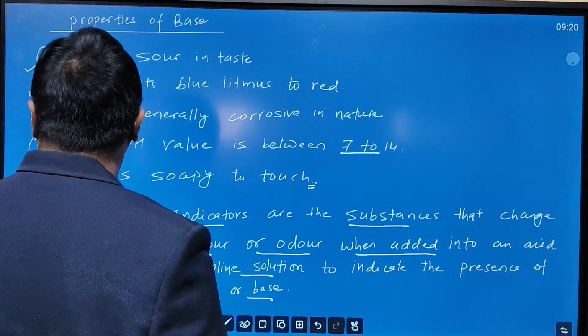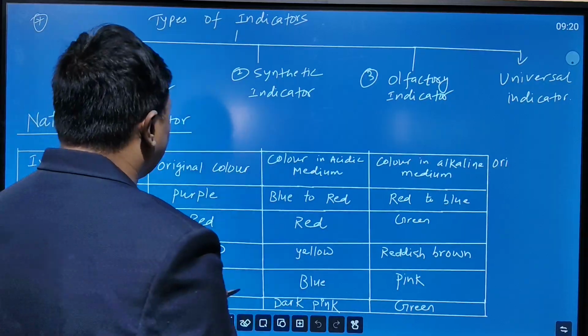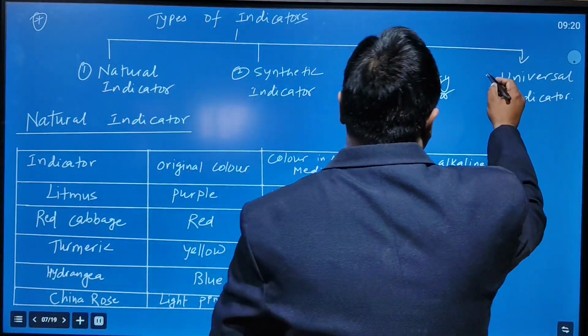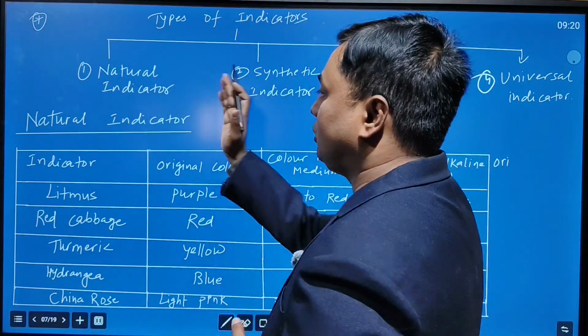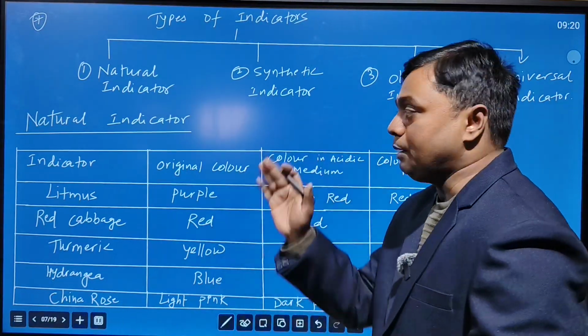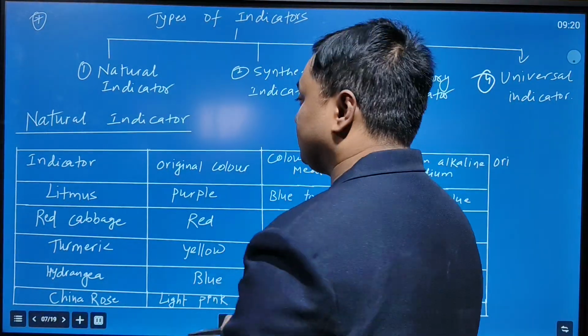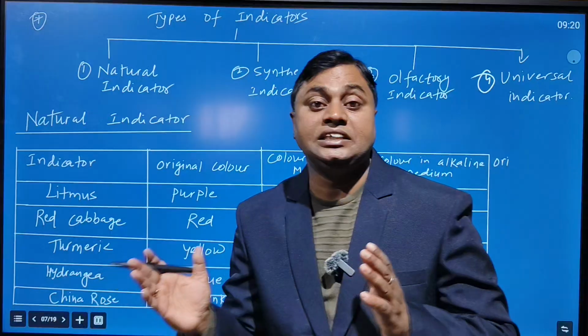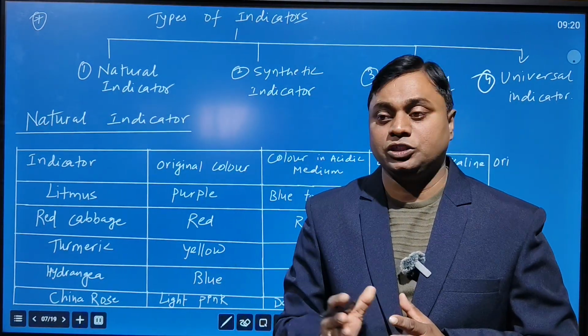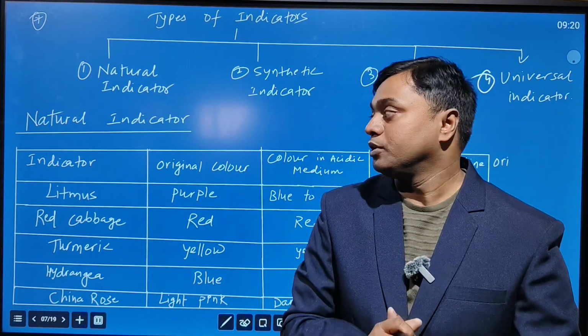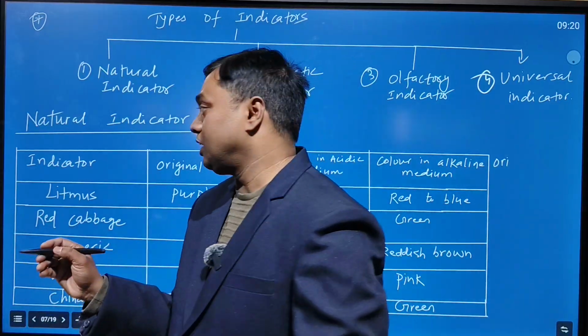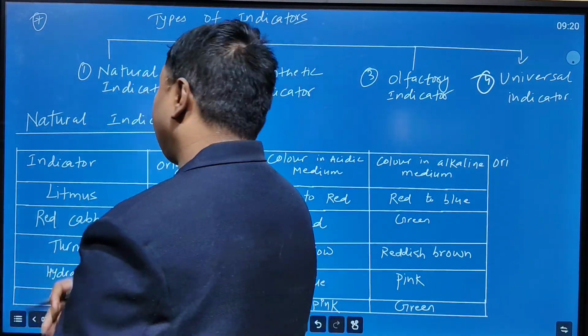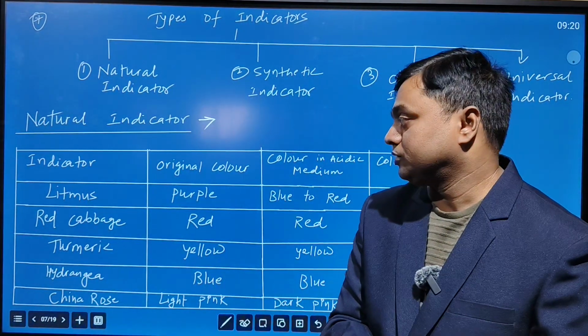So, we generally have four indicators in our syllabus: natural indicators and synthetic indicators. Apart from that, the olfactory indicator and universal indicator. We are going to study the indicators in detail. Questions are generally asked in the board exam. Natural indicators are obtained from plants, mainly from plants.